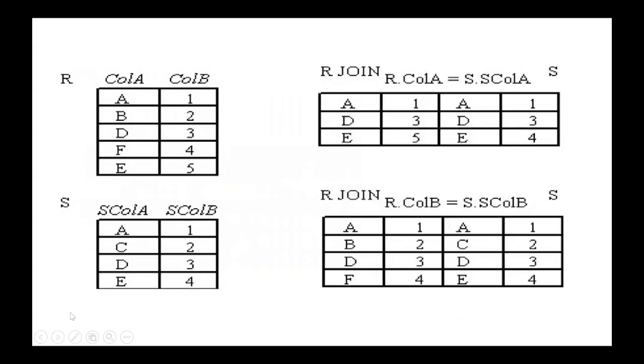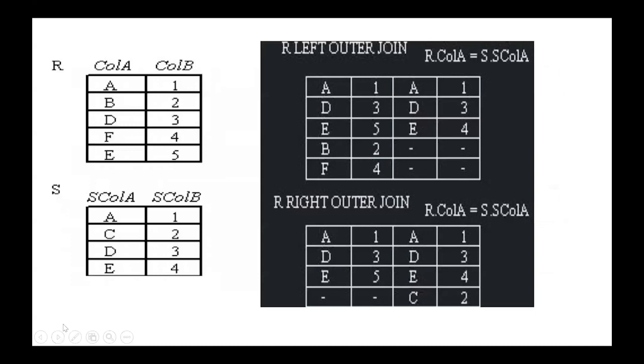So this is the table which we have already seen, right? This example we have seen. Now, based on this only, we will be doing certain outer joins, left and right outer joins. So we have our left outer join, R dot column A is equal to S dot column A. Here the join condition is once again equality. I'm saying that column A of R should be equal to column A of S.